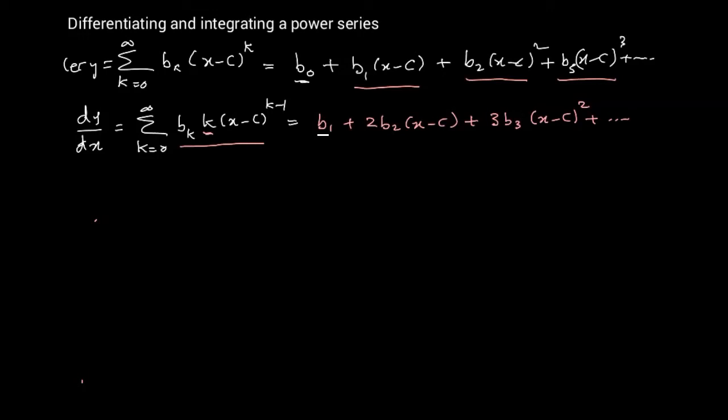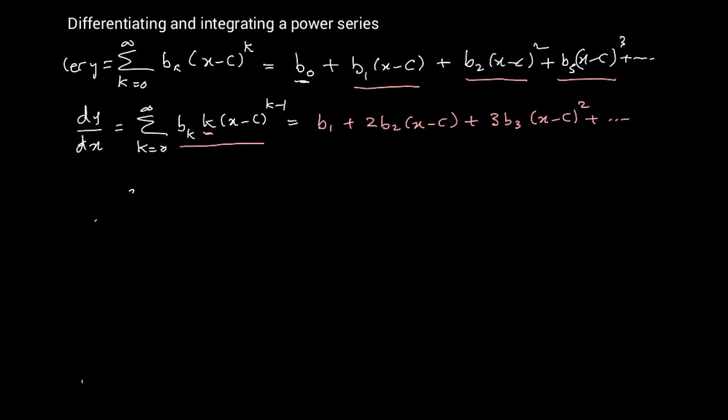The next one is when k equals 2, so you get the 2, b2, (x minus c) to the power 2 minus 1, which is 1. So that's good. Third term, 3b3, (x minus c) squared, and so on. So the formula, as one would expect, matches whether you do term-by-term differentiation or do the differentiation of the entire thing in one go.